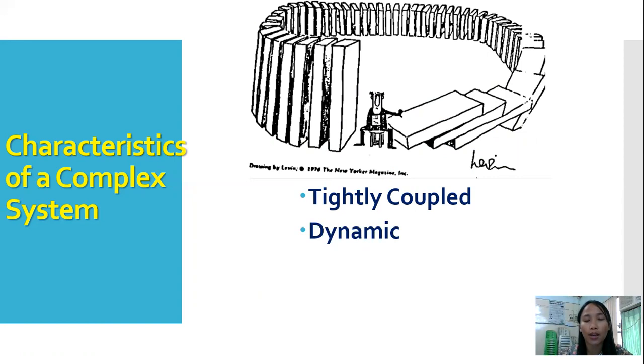Then it is dynamic. When you say dynamic, many changes will occur at any time scales. We know that change is the only constant thing in this world, and a certain system must be able to adjust to those changes. Next, it is policy resistant. There are many obvious solutions to problems that fail, or may actually worsen the situation.